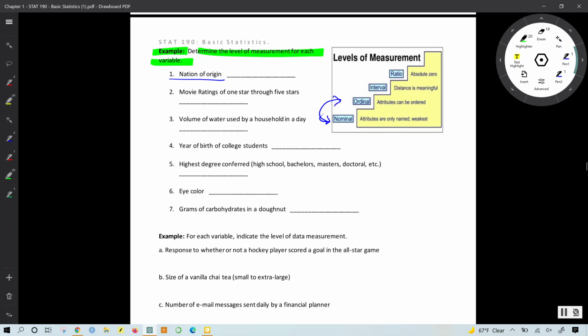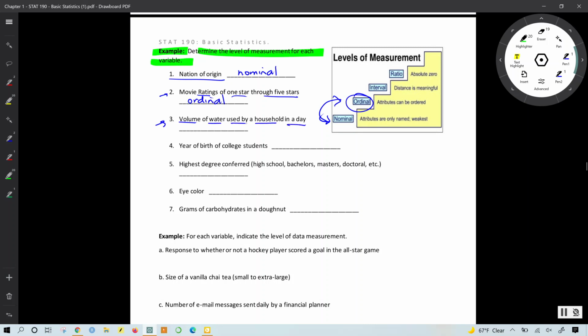If it just names and it does not rank, then it is nominal, which is the case here. Then for 2, you have movie ratings of 1 star through 5 stars. Well, that is categorical, and it is ordinal, since there is a natural ranking structure embedded in the values of this variable. Question 3: volume of water used by a household in a day.